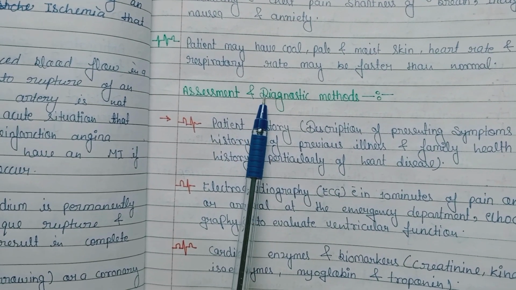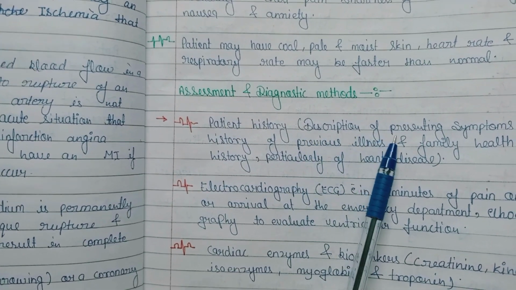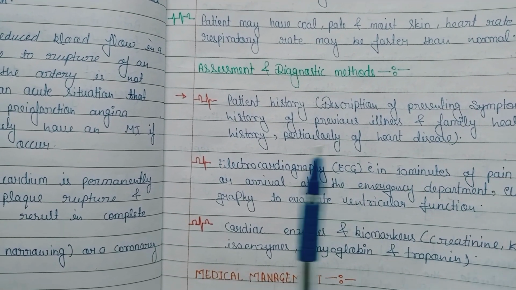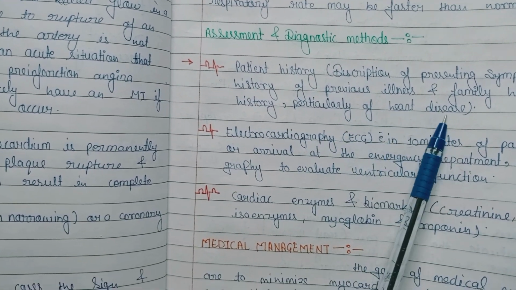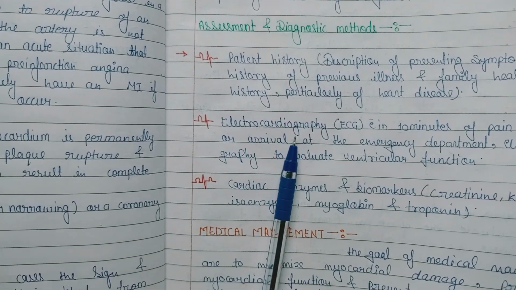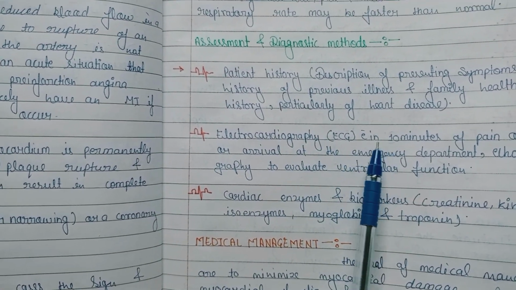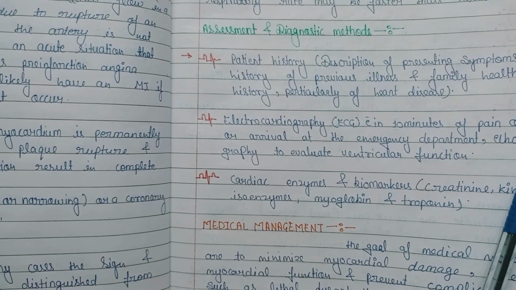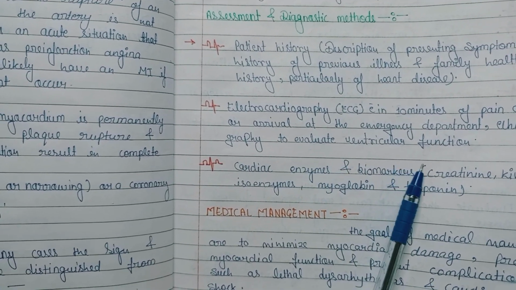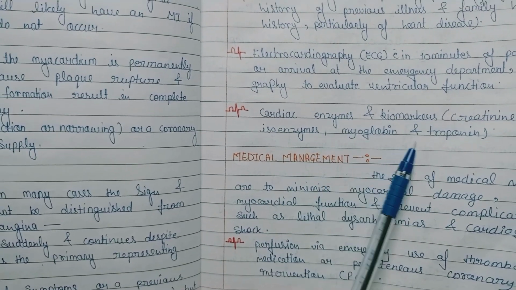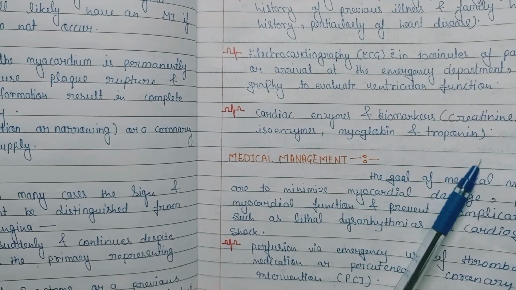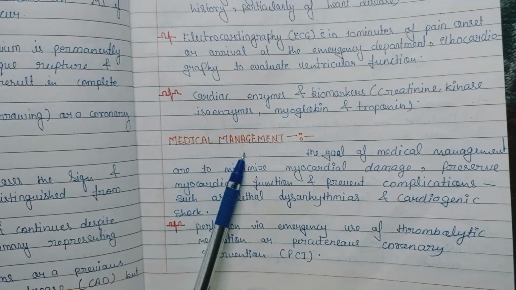Assessment and diagnostic methods. Patient history, description of presenting symptoms, history of previous illness, family health history, particularly of heart disease. ECG, electrocardiography, within 10 minutes of chest pain onset or arrival at the emergency department. Echocardiography to evaluate ventricular function. Cardiac enzymes and biomarkers: creatine kinase, isoenzymes, myoglobin, troponin.